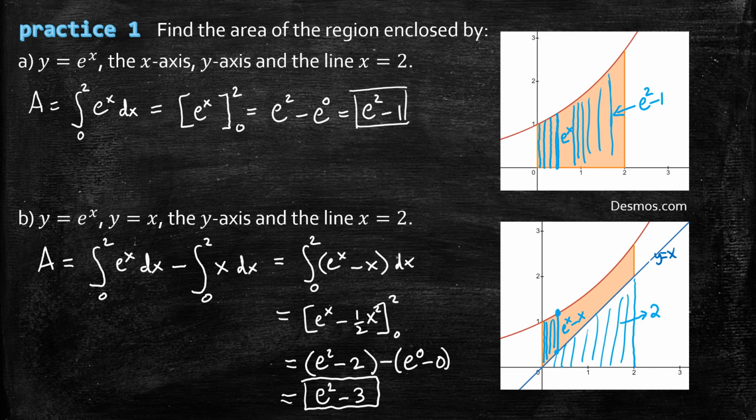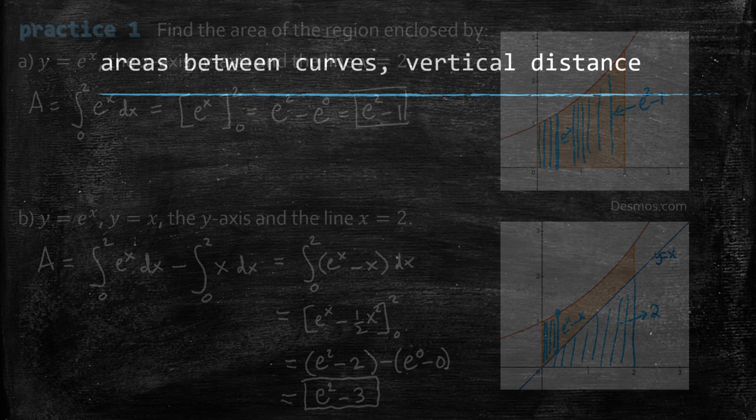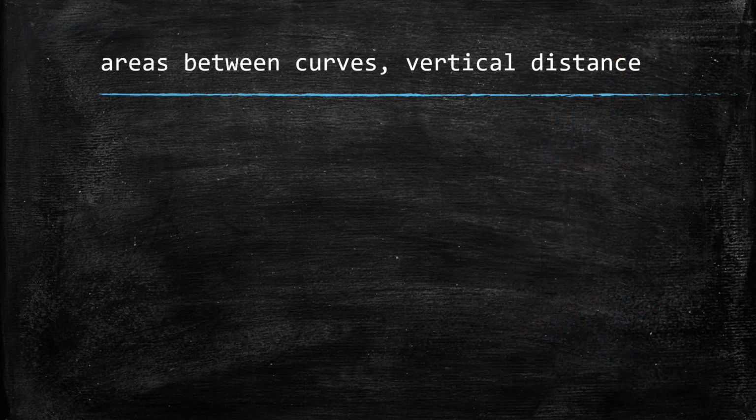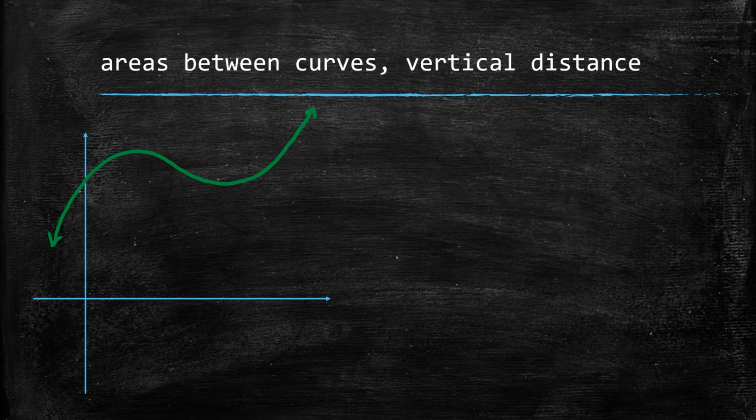Of course, more often than not, the two functions, one of them is not linear, and therefore we're going to have to be able to do this mathematically, and we'll come up with the general formula in the next slide. So in this slide, we'll formalize finding the areas between two curves, functions, using vertical distance. This can be done also in some cases using horizontal distance, and we'll treat that later in the video.